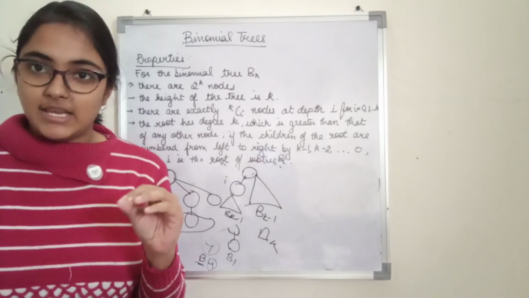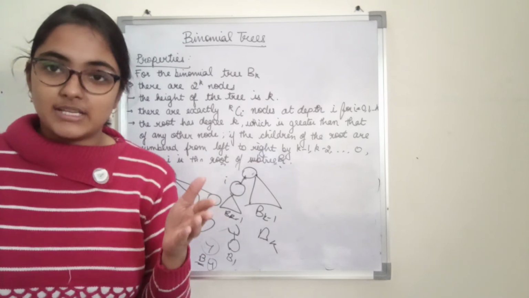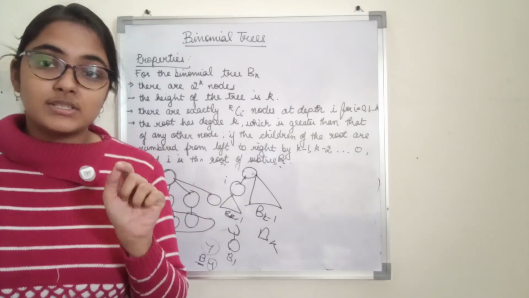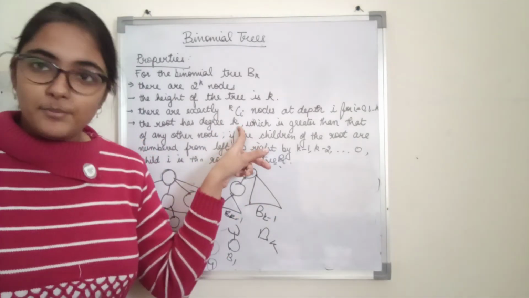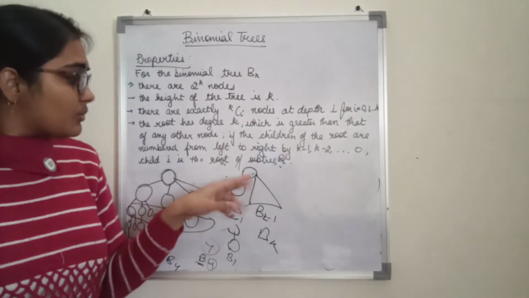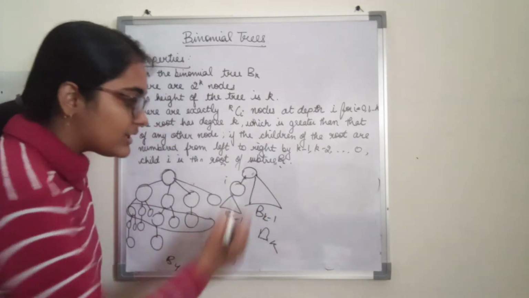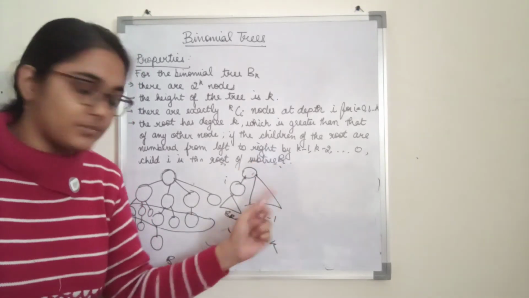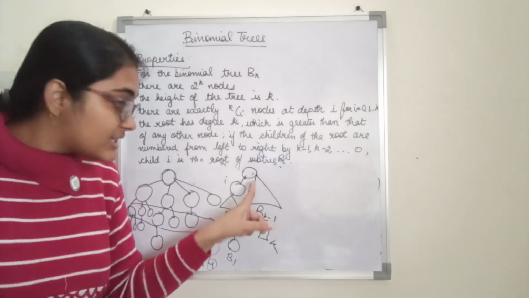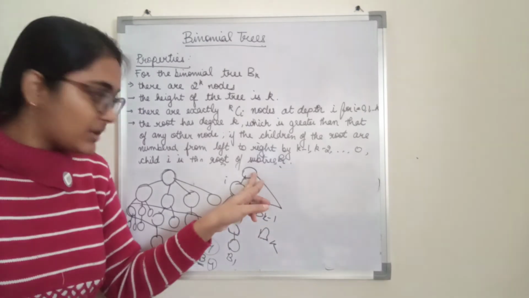What I am trying to say is that this subtree B(k-1) has its root's degree as k-1, according to this particular property. So in this particular subtree, what is the maximum degree? It is k-1, which is that of its root, which is this particular node.